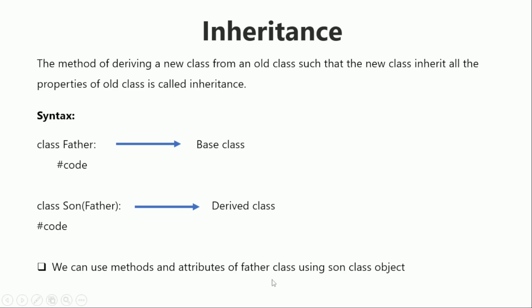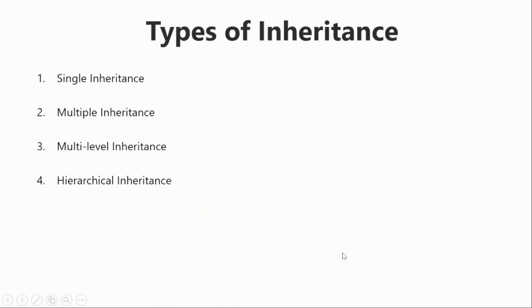So we can use methods and attributes of the father class using son class objects. That's what I have said right now. Now let us move to types of inheritance. We have four types of inheritance: single inheritance, multiple inheritance, multi-level inheritance, and hierarchical inheritance. Let us go one by one.